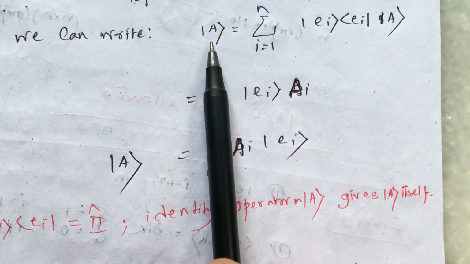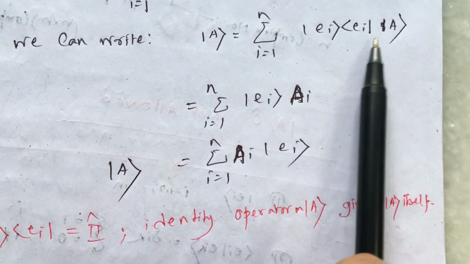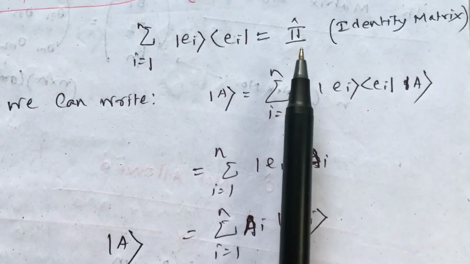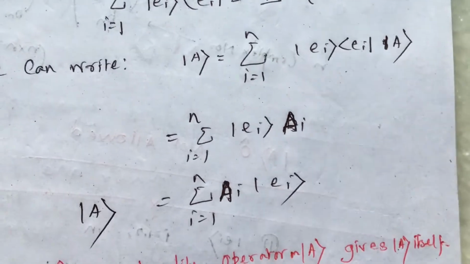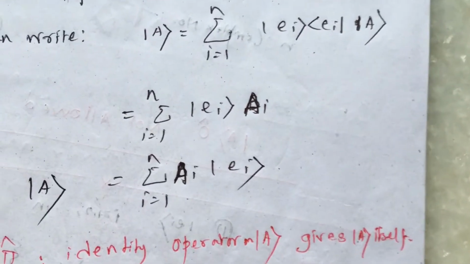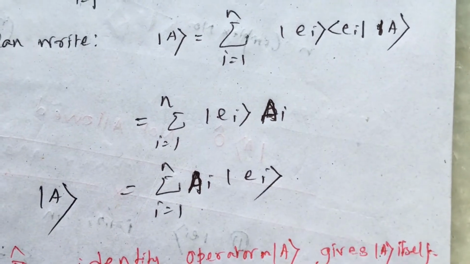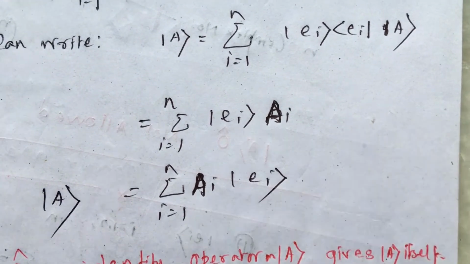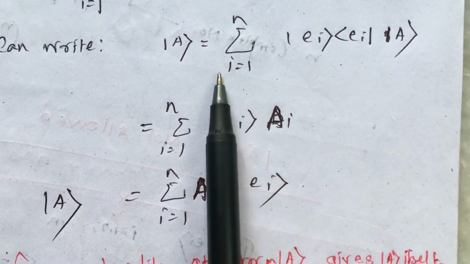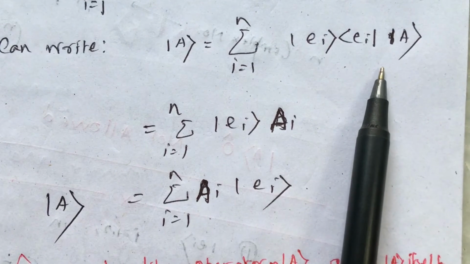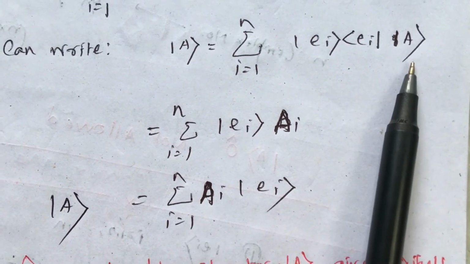So for a vector A, I can write this identity matrix into A, because if I multiply the identity with a vector A, things will not change. Something multiplied with 1 gives me back that particular thing, the previous thing. So I have just inserted the identity operator, the whole thing. Here I have already this ket A vector.